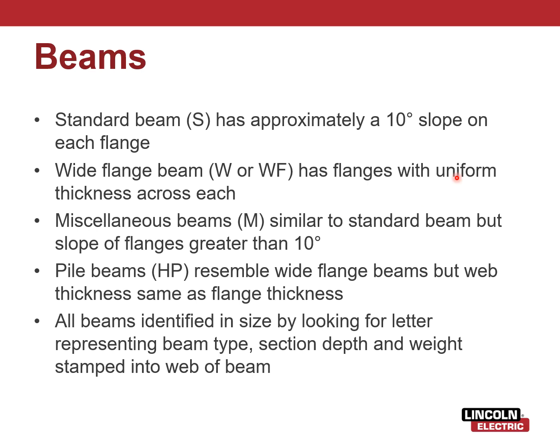So an M beam is just like a standard beam, but those flanges are going to have more than a 10-degree slope to it. And then there's pile beams, known as HP beams. So they resemble wide flange beams, but the web and the thickness of the flange are always going to be the same. So with a W beam, you can get different sized flanges and webs. But with a pile beam, if it's 3/8 pile beam, it's going to be 3/8 web and flange.